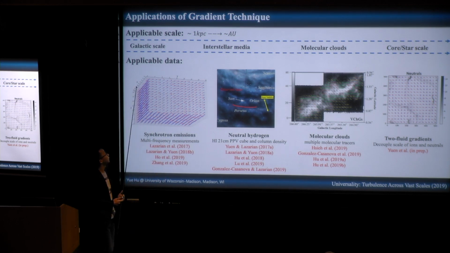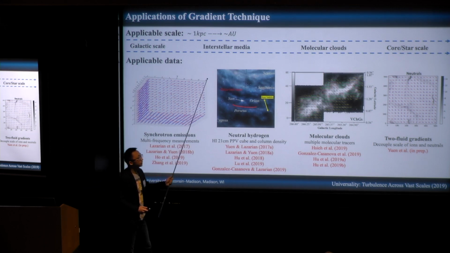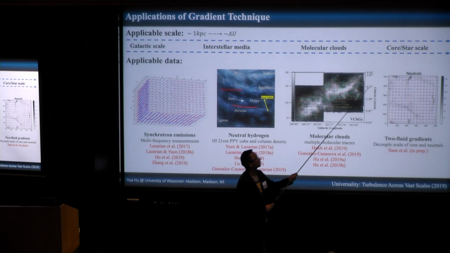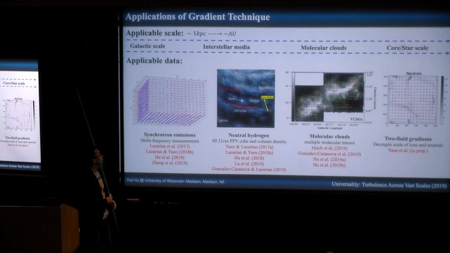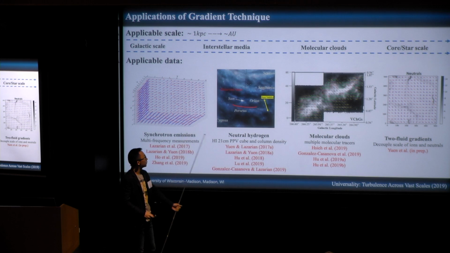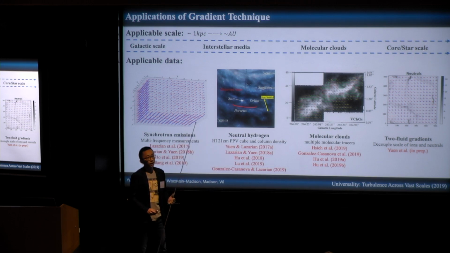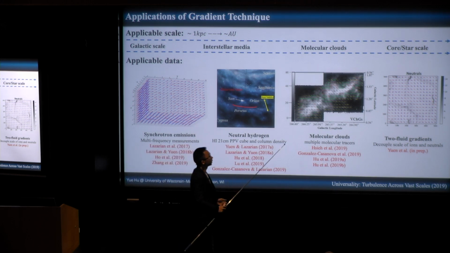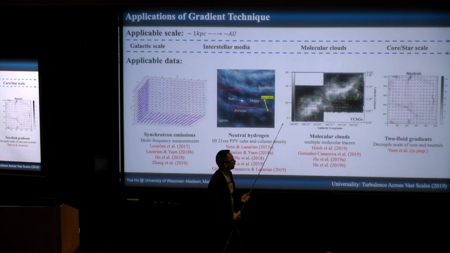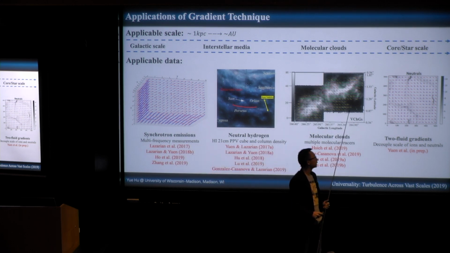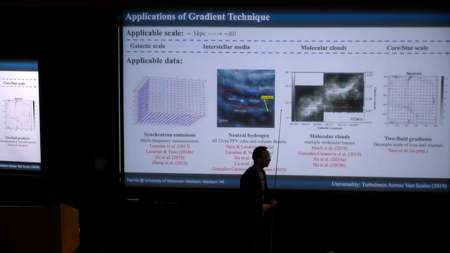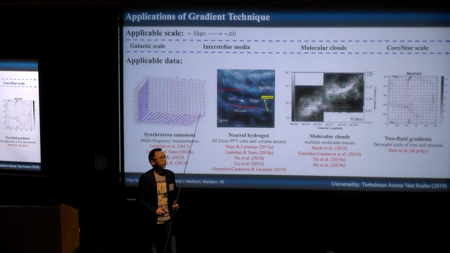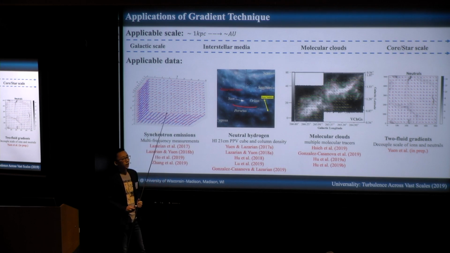Actually, the applicable scale for the velocity gradients covers the galactic scale, the interstellar medium, the molecular cloud scale, and also the star or disk scale. And it can also be applied to different types of data. For example, synchrotron emission with multi-frequency measurements, neutral hydrogen, including the PPV cube and the column density data. And for molecular clouds, we can use multiple molecular tracers. And this two-fluid ion and neutral simulation is our new process. We expect that we can use the velocity gradients to find the decoupled scale of ions and neutrals.